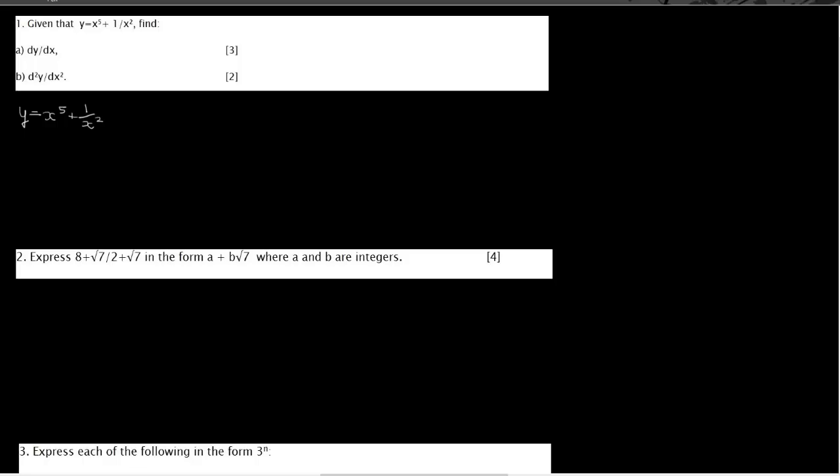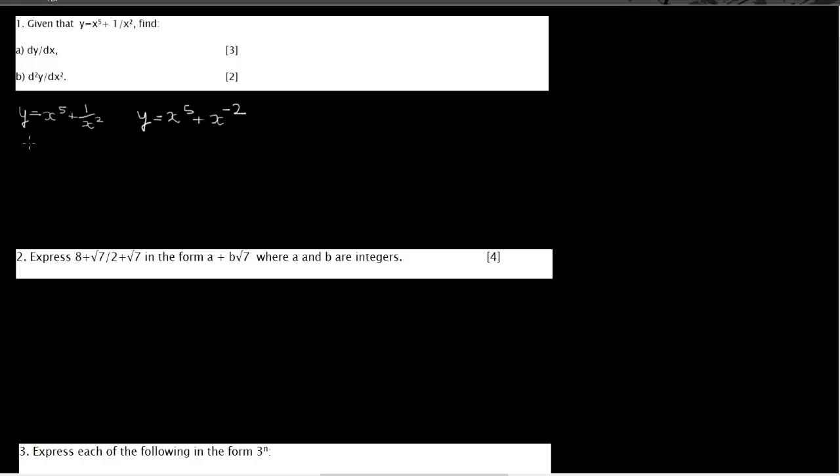The first question is, given that y equals x to the 5 plus 1 over x squared, find dy/dx for 3 marks. So we've got y equals x to the power 5 plus 1 over x squared. Write that as x to the minus 2. Makes it easier to differentiate.